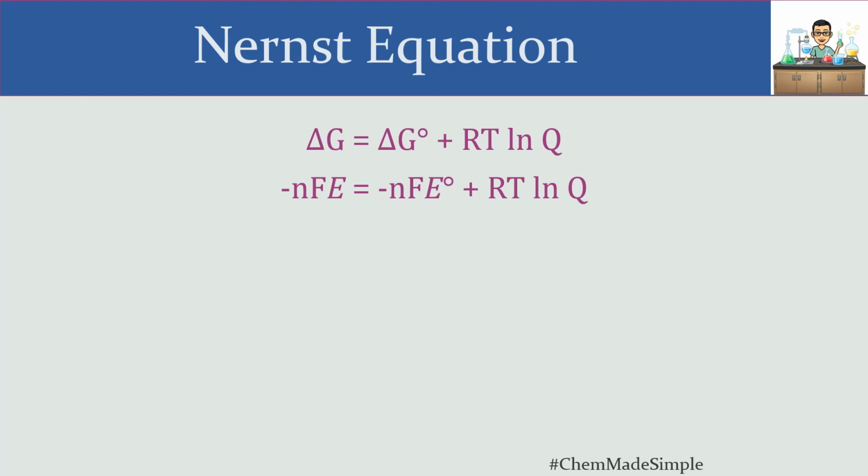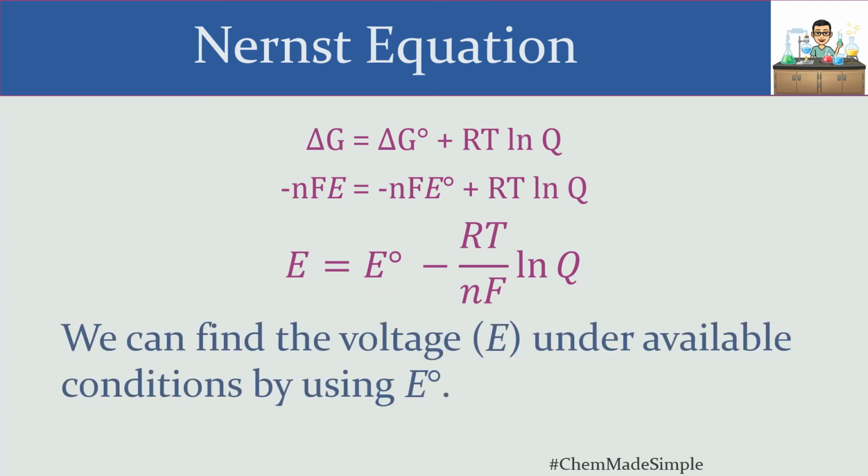So to simplify things a little bit, I'm going to divide both sides by negative NF. Okay, so I'm going to divide both sides by negative NF, and that's going to drop the NF from both of these terms, but it'll leave the NF at the bottom here for this term in particular. So now we have a way by which we can take a look at the cell voltage, whatever it is right now, by being able to take a look at the standard voltage.